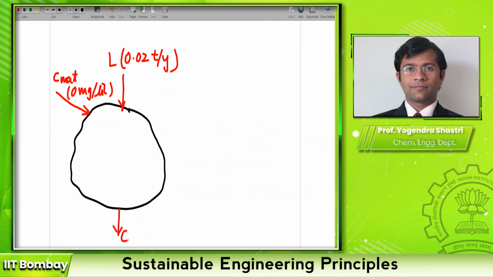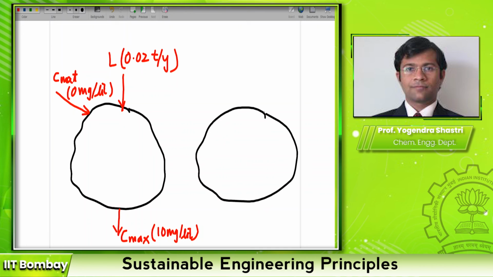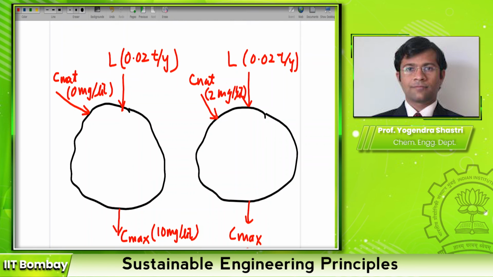But the final concentration, the maximum allowed concentration, is fixed at 10 mg per liter. Now let us look at a similar situation. Again the same water body. The load is again the same. Now in this case the natural concentration has changed from 0 to 2 mg per liter. The Cmax is still the same, which is 10 mg per liter.